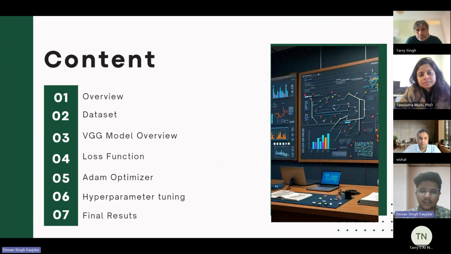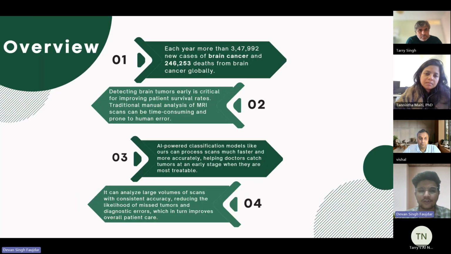Talking about the content in this presentation, we are going to have an overview of the data set, the model that we have used, the VGGs. After that, we will be moving forward to the loss function, then the RDM optimizer. And to improve our model, we will be discussing hyperparameter tuning, and then we will see some of the final results.